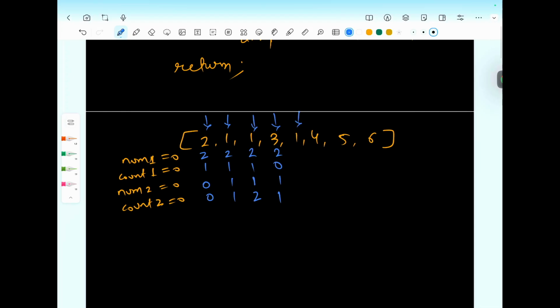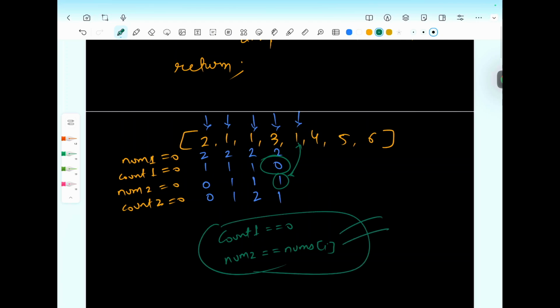Then here we have a different case. You can see that one of the counts is 0 and num2 is matching with the new number. So two cases are happening simultaneously. One is that count1 is 0, and the other is that our num2 is equal to nums of i. So both cases are happening at the same time. In this case, which one gets the priority?